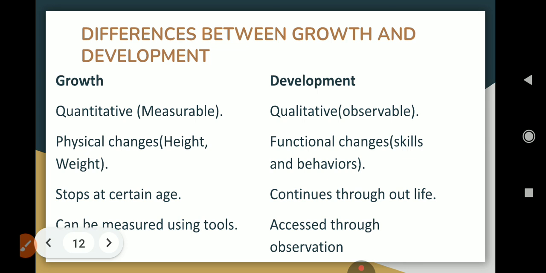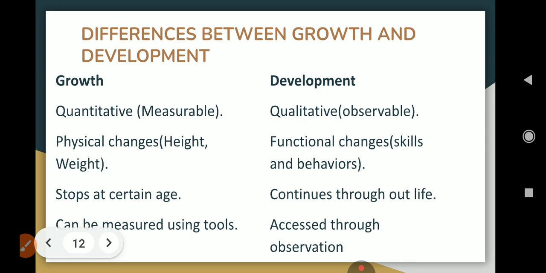Differences between growth and development. Growth, as I told you, is quantitative, it is measurable. Development is qualitative, it is only observable. Growth includes physical changes like height, weight. Development includes functional changes like skills and behavior. Growth stops at a certain age, but development continues throughout life. It is not like you'll grow forever. No, your height will stop at a certain point, but development is not like that. You can develop your skill at any age. You can change any behavior which you don't like at any age.